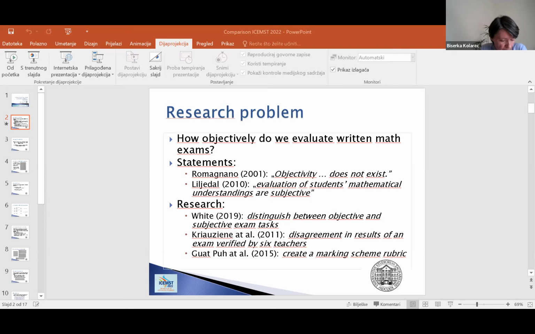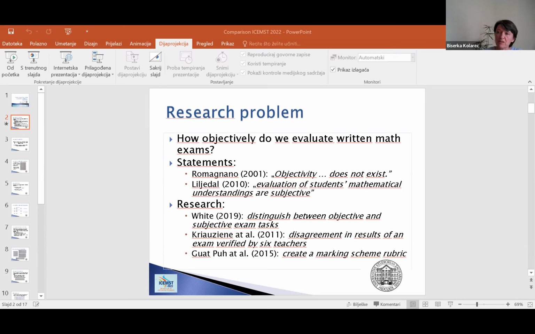Every one of us is a teacher, I believe, and every one of us constructs exams. And we know that the objective evaluation of exams is a very important question. The question that we'll tackle here is: how objectively do we evaluate written mathematical exams?